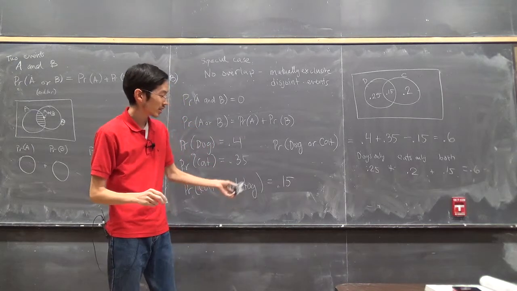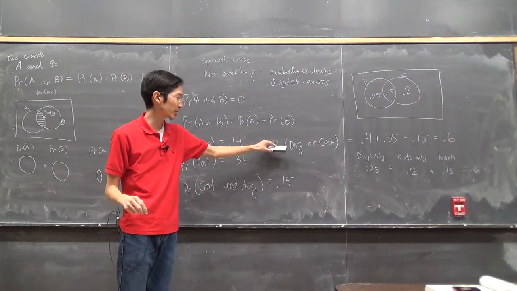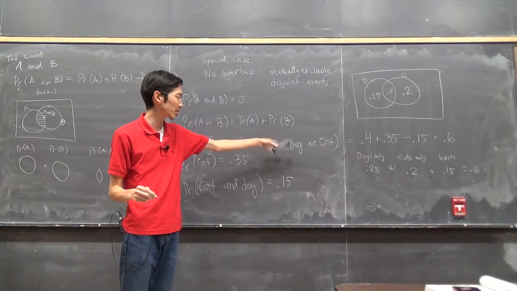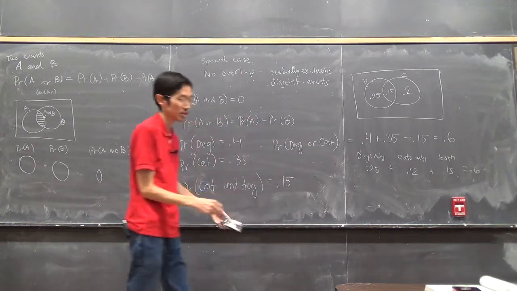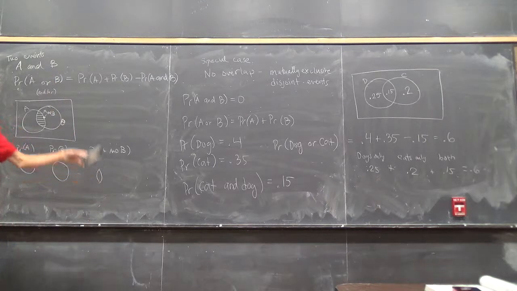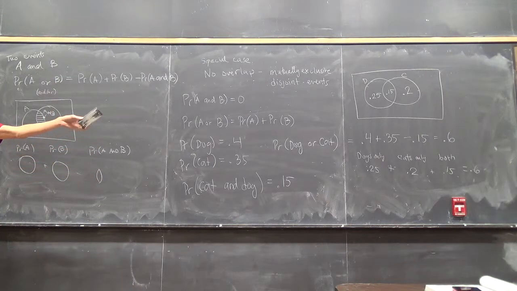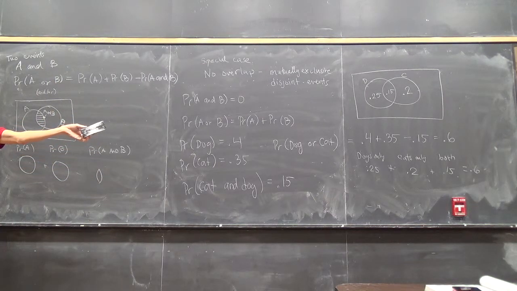So a straightforward way to get the answer would be cats or dogs. And this is an and/or again. So when I say cats or dogs, it's cats or dogs or both. So that's 0.4 plus 0.35 minus 0.15, which is 0.6.